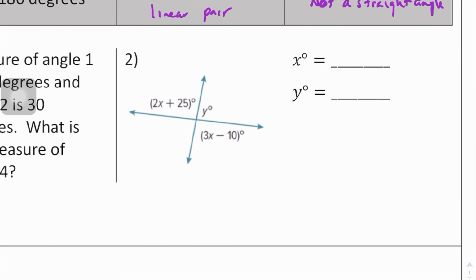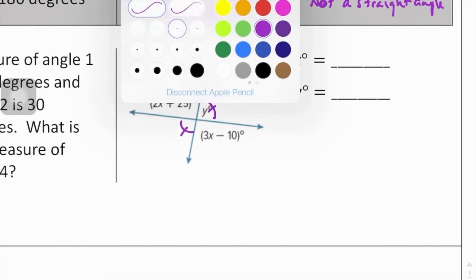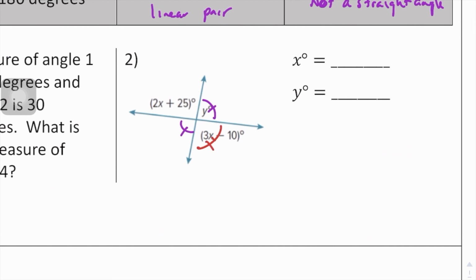So I've got two straight lines intersecting. We need to figure out what is x and what is y. So usually when I have just two straight lines intersecting, I'm going to mark up the picture right away. These two angles are equal because they're vertical, as are these two angles. So we can figure out what x is immediately because those two angles are equal. So 2x plus 25 equals 3x minus 10. All I have to do now is just solve for x, and I can figure out what x is. So x turns out to be 35.